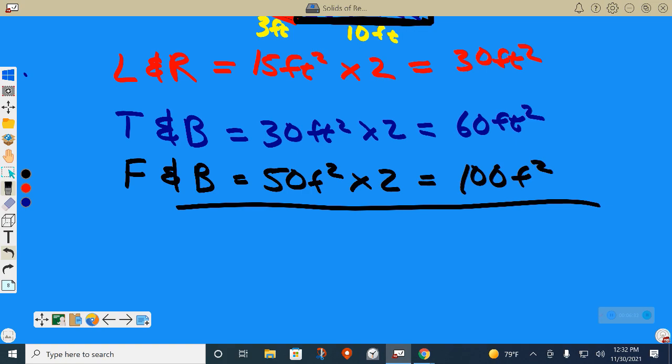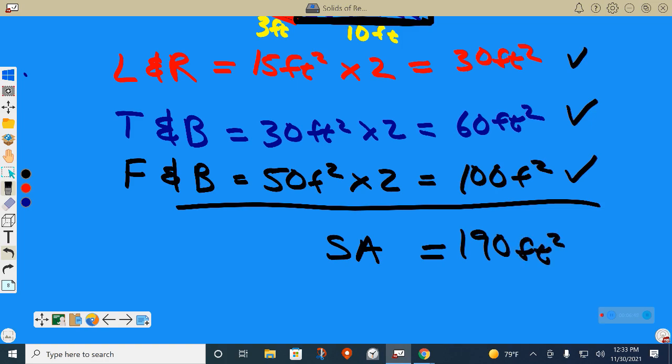Now let's add up all the surface area. 100 plus 60 plus 30 is 190. Let's look at SA. Surface area is 190 square feet. So far, so good.